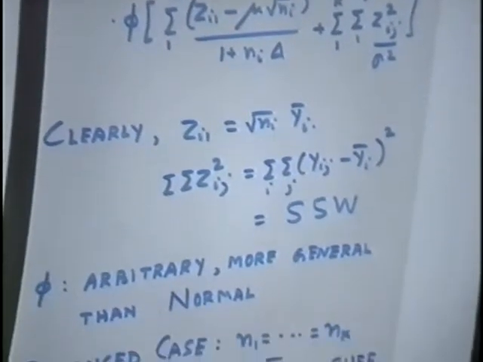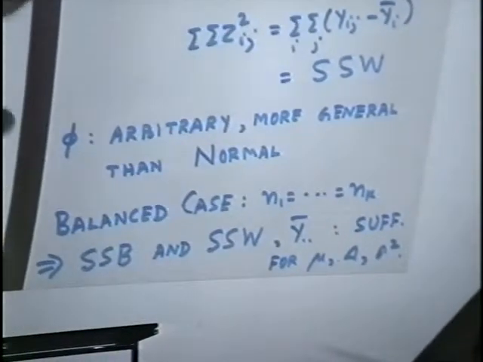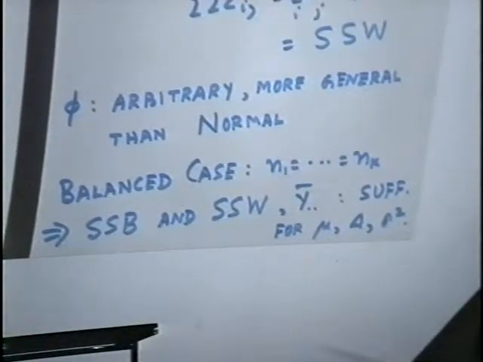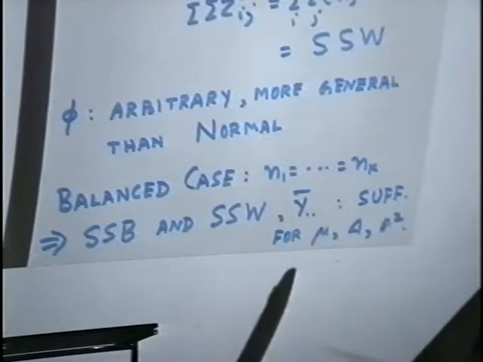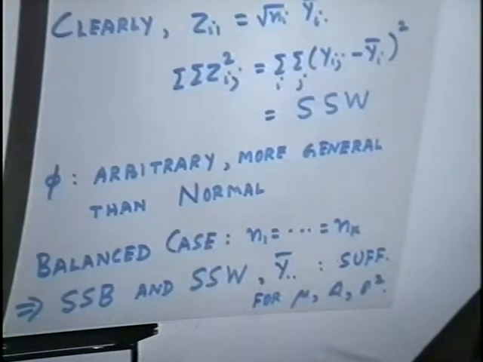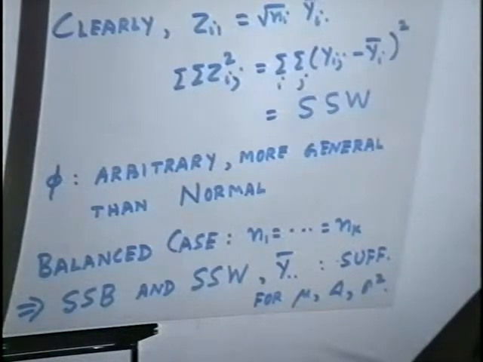In the balanced case, when all the n_i's are equal, we can simplify it further, and you get the between sum of squares and the within sum of squares, and of course the grand mean y-bar, as the sufficient statistics for three parameters: mu, delta, and sigma squared. By delta I denote the ratio of tau squared to sigma squared. So you have three sufficient statistics for three parameters, and one can show that the joint distribution is complete. That's what happens in the balanced case.